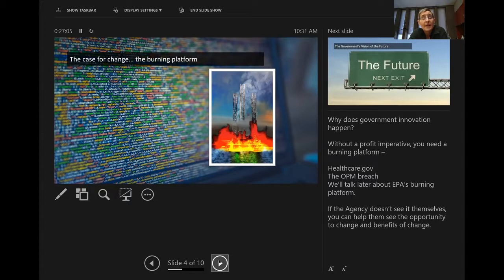So for example, and Chris talked a little bit about some of this, right? We had the healthcare.gov situation where that was failing. We had the OPM breach, right? Those sorts of things were burning platforms for those agencies to change. At EPA, actually, eManifest was one of the burning platforms. That eManifest was failing, that Congress was looking at the organization and saying, what are you going to do? So that was one of EPA's burning platforms. But we saw lots of other projects that were failing or that were challenged.